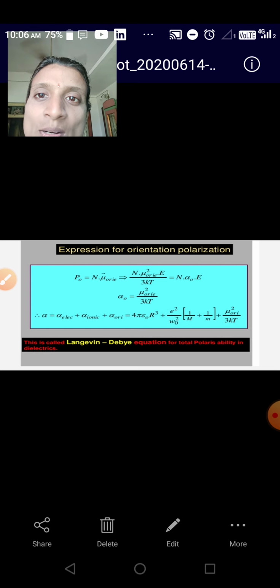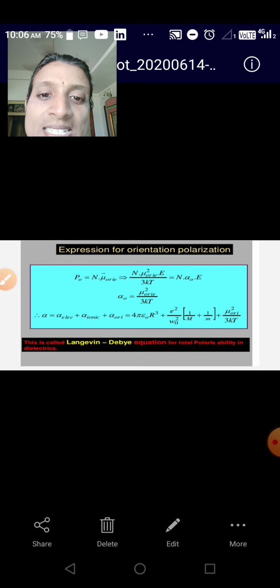Already we derived electronic polarizability as 4 pi epsilon naught r cube, so this polarizability depends upon the atomic radius. Later, ionic polarizability, that is E square by omega naught square into 1 by capital M plus 1 by small m, where M and m are the masses of the ions, and this is also independent of temperature. The last polarizability which we studied is orientation polarizability. The relation is mu square by 3 kT.